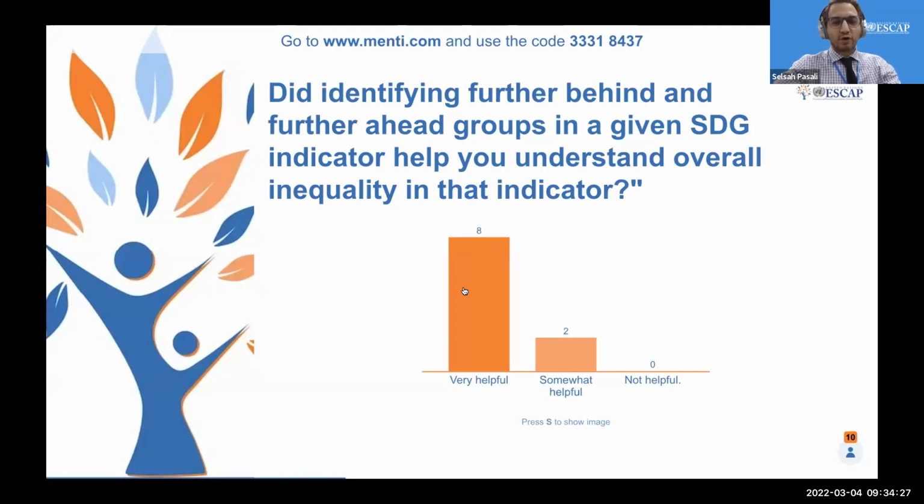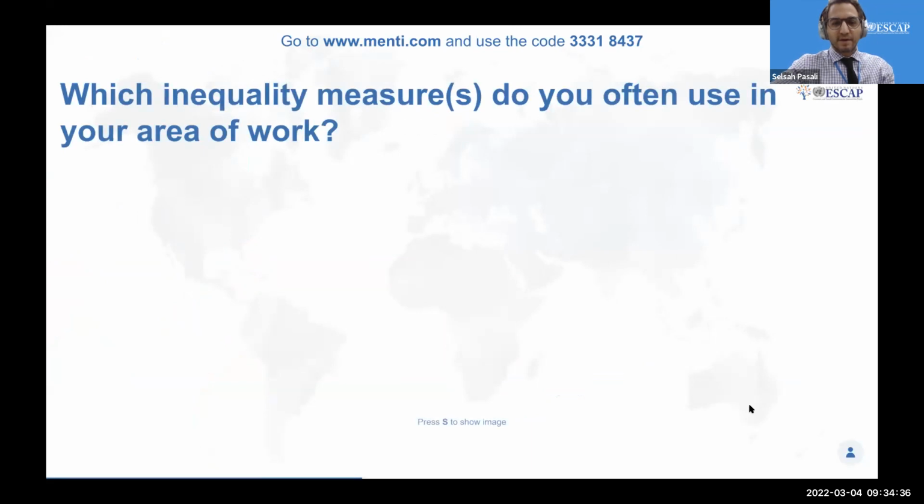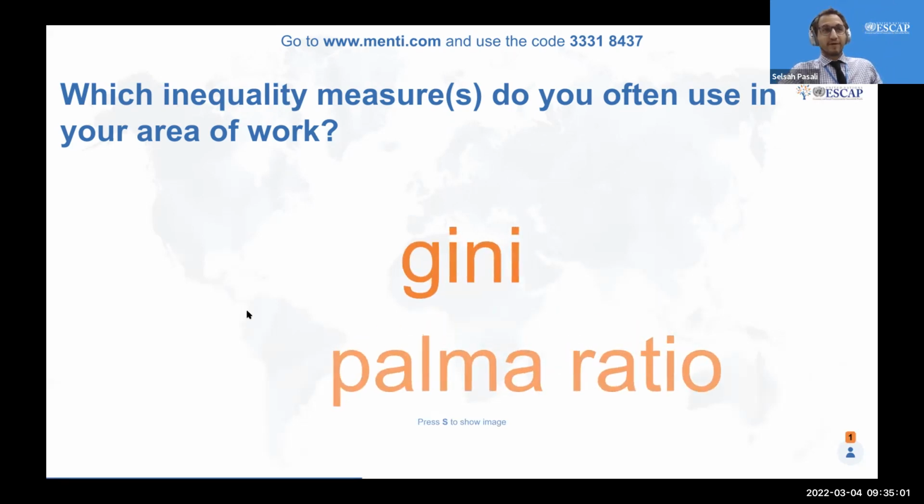Okay, so let's move to our second question. Which inequality measure do you often use in your area of work? Feel free to respond through Mentimeter, Zoom, or chat. Raise your hand and we'll give you the floor. So this is an open-ended question. We've already alluded to one of the standard measures of inequality, but there are plenty of them. Yeah, exactly. Gini, Palma ratio.